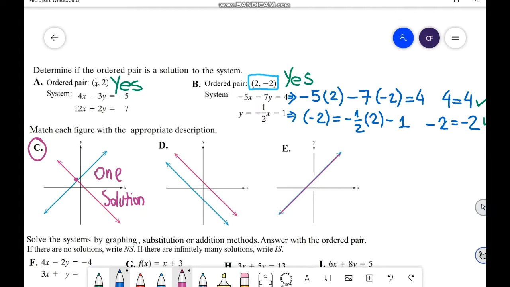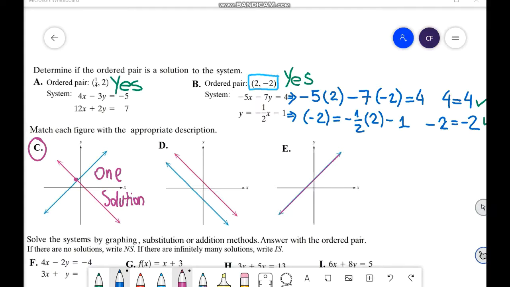What about letter D? Thank you, Cynthia. Yes. Letter D, infinitely many solutions. Oops. Wait a minute. Infinitely many solutions, you have to have the line one on top of the other.